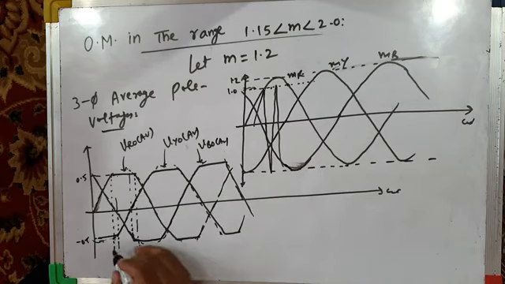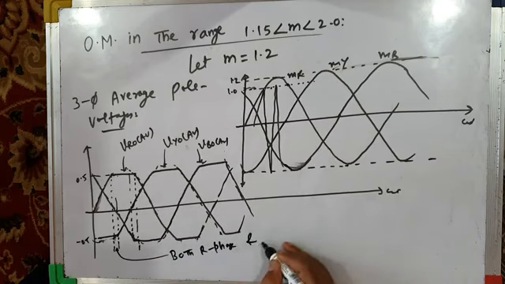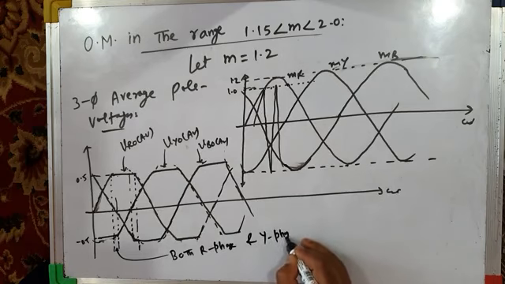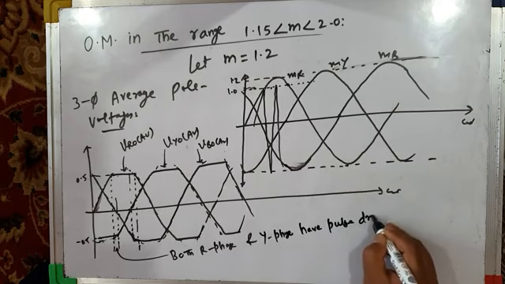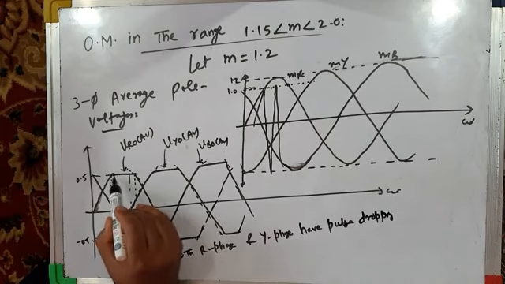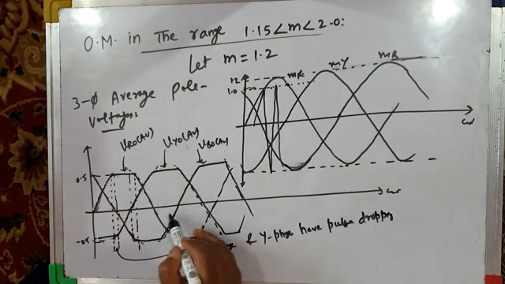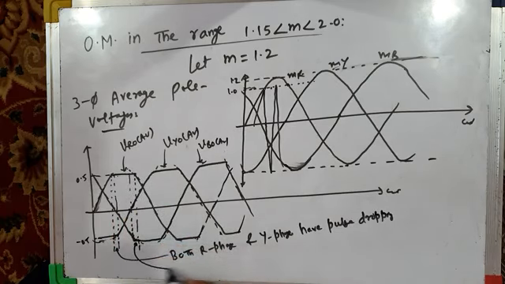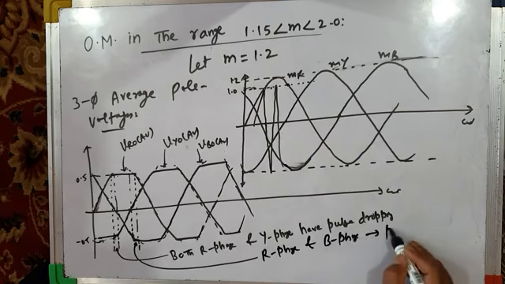Okay. So in this small region, I will write both R phase and Y phase pulse dropping. Then during this interval, from here to here, only R phase has pulse dropping. And during this interval, R phase and B phase have pulse dropping. I will write here, during this period, R phase and B phase have pulse dropping.